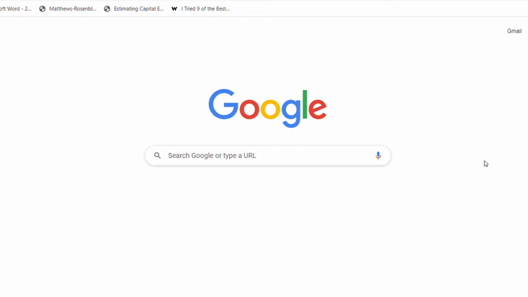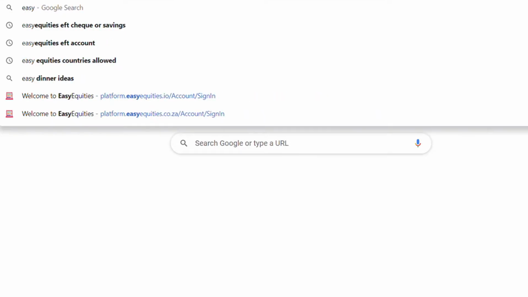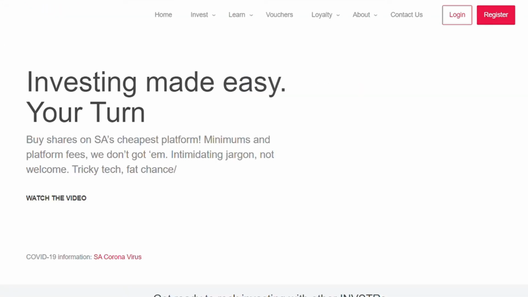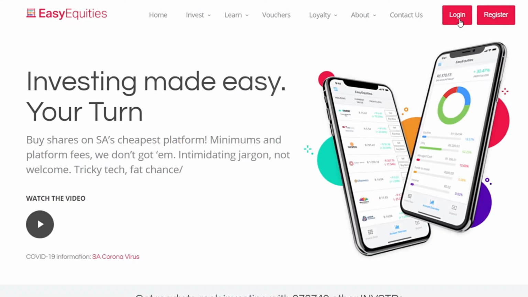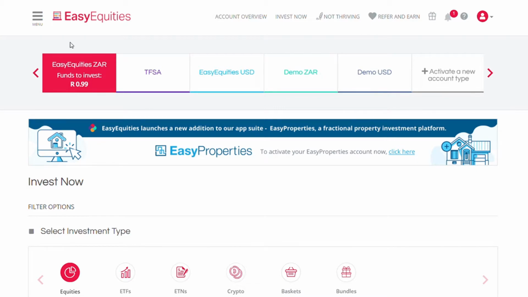So how do we buy Bitcoin? The first thing we're going to do is head over to the EasyEquities website. So let's do that. As per usual, we're going to click on the login button and log into our account. Once we've logged into our account, we'll come to the following page. Now please make sure that the EasyEquities ZAR tile is selected.